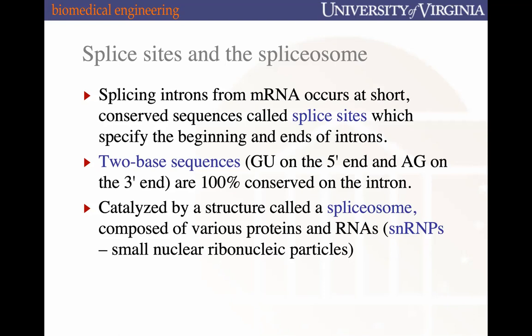While the sequences after that can vary, the presence of GU and AG are 100% conserved across introns. This removal of the introns is catalyzed by a structure that we call the spliceosome. It's a multi-molecular complex of various proteins that we call small nuclear ribonucleic particles, or SNRPs.